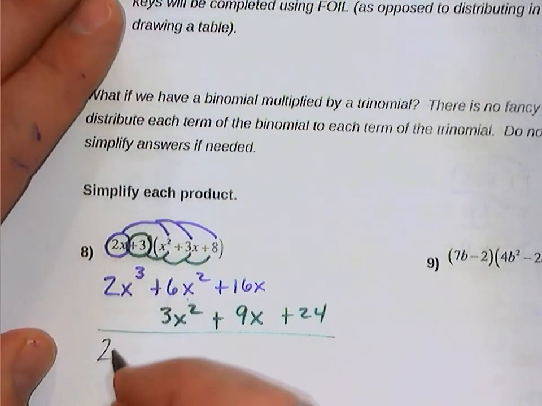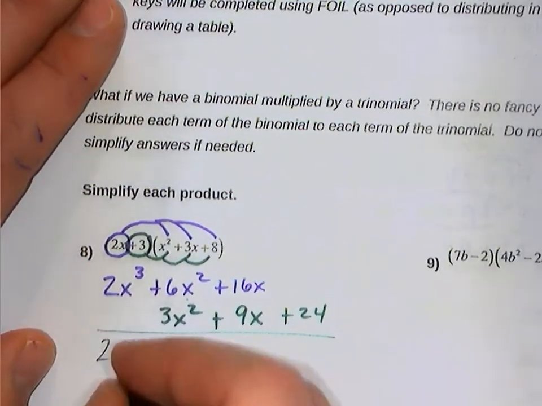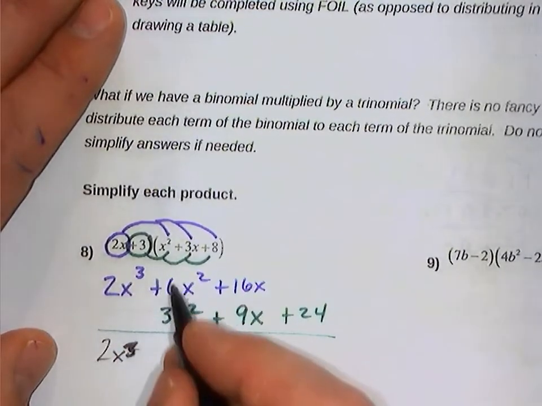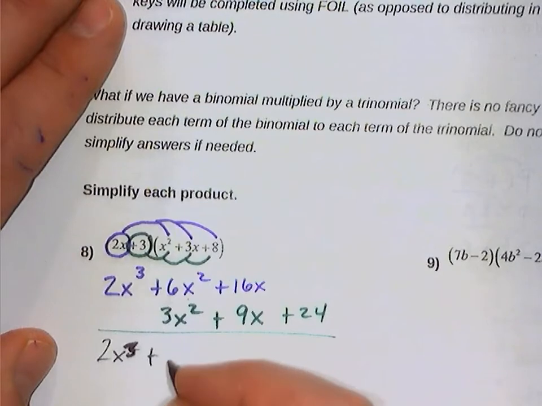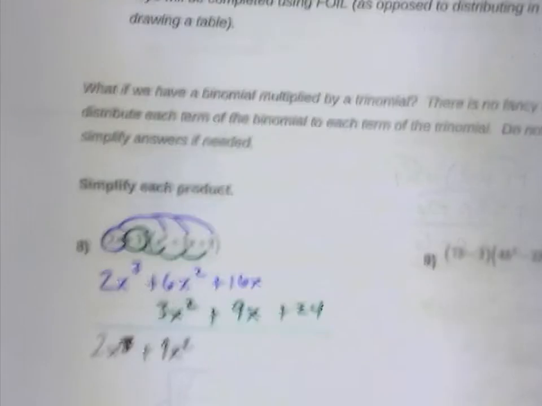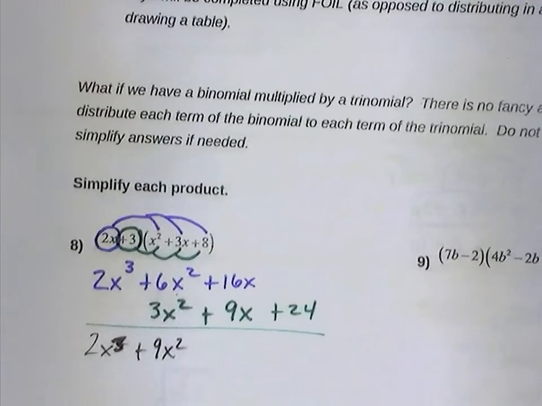This is just 2x cubed. Oop, cubed, not a 2. That's a 3. What's 6 plus 3x squared? 6 plus 3? 9, and then x squared. Remember, if I have 6 apples and 3 apples, now I have 9 apples, not 9 apples squared. Don't touch the exponents, right?